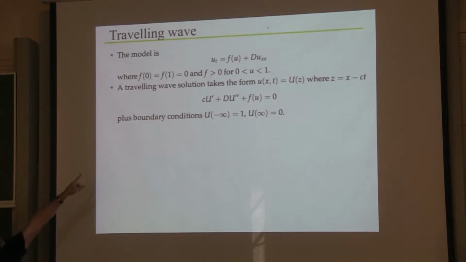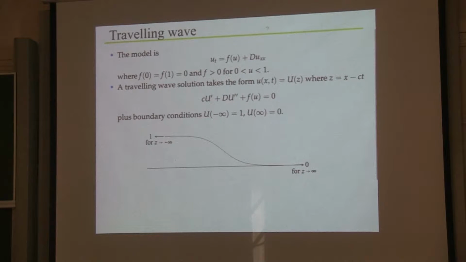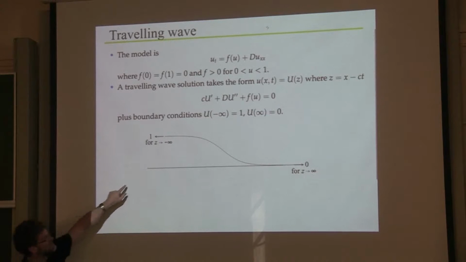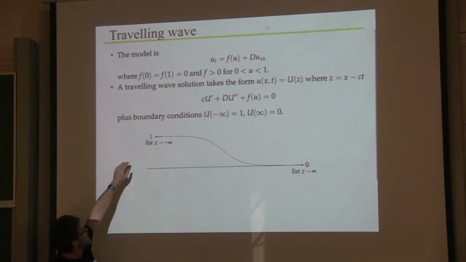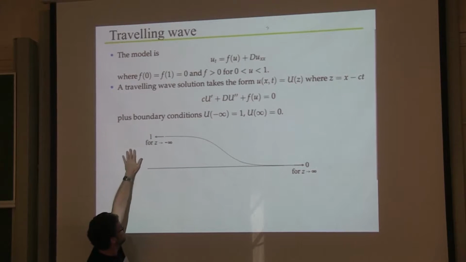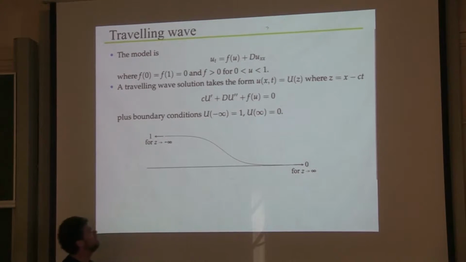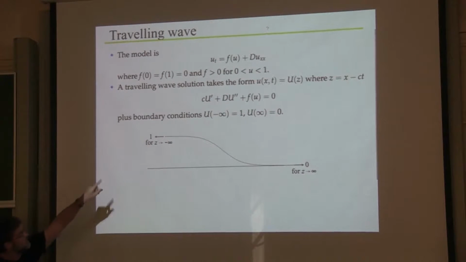We use the chain rule to get du/dt is minus c times U prime, and u_xx is U double prime. And so what we're doing is looking for a solution that looks like this. This is z here, or zed if you're from most of the rest of the world. As z goes to minus infinity, you go to the carrying capacity, and as it goes to plus infinity, you go to 0. And so this is an ordinary differential equation, and it's given right there.